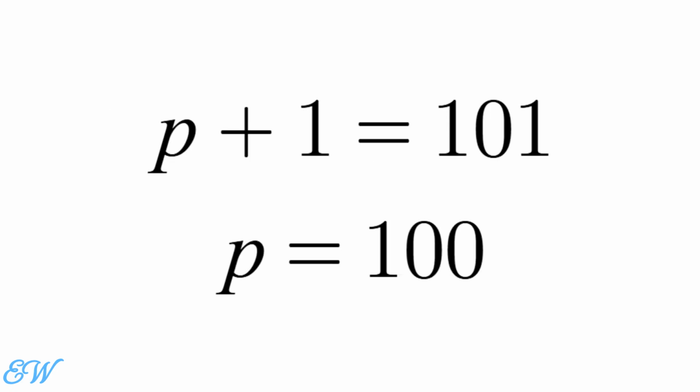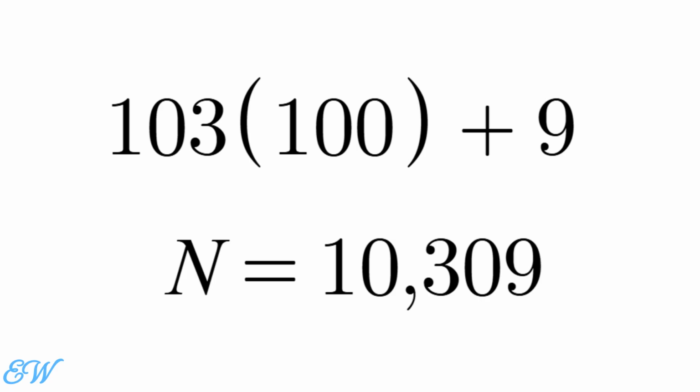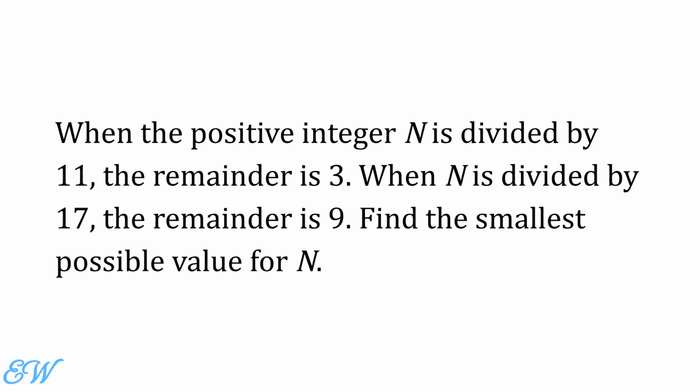Now, we know that 101 is a prime number, so it must divide 2 times p plus 1. But it cannot divide 2, so it must divide p plus 1. So we can set p plus 1 equal to 101, and we get our p-value as 100. Then we plug it back into our original equation, and we get that the smallest possible value for n in this scenario is 10,309.